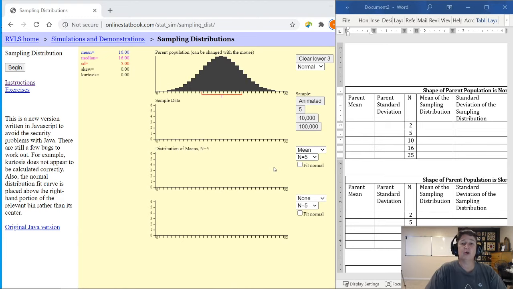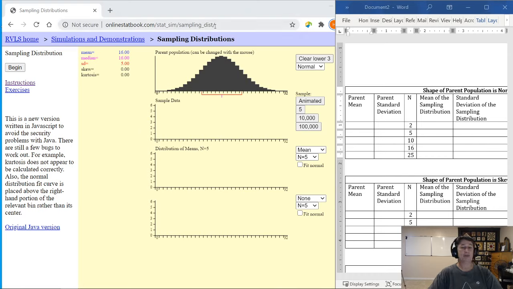In this video, we're going to create a sampling distribution of sample means. And then we're going to use that to discover the central limit theorem. So first, I'm going to look at an applet.